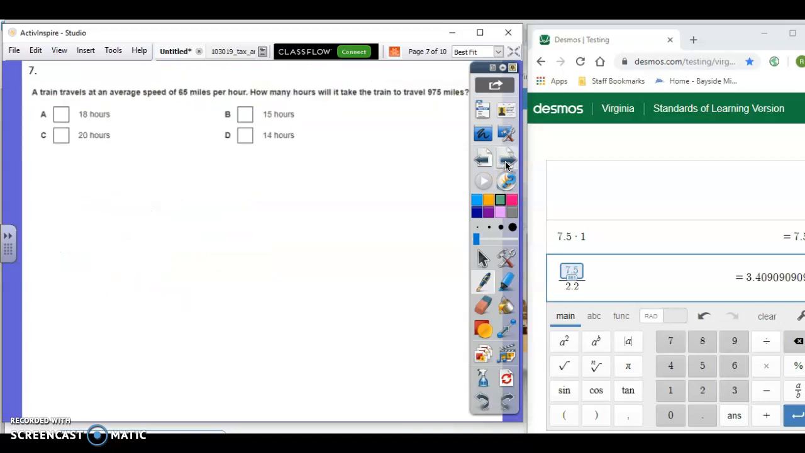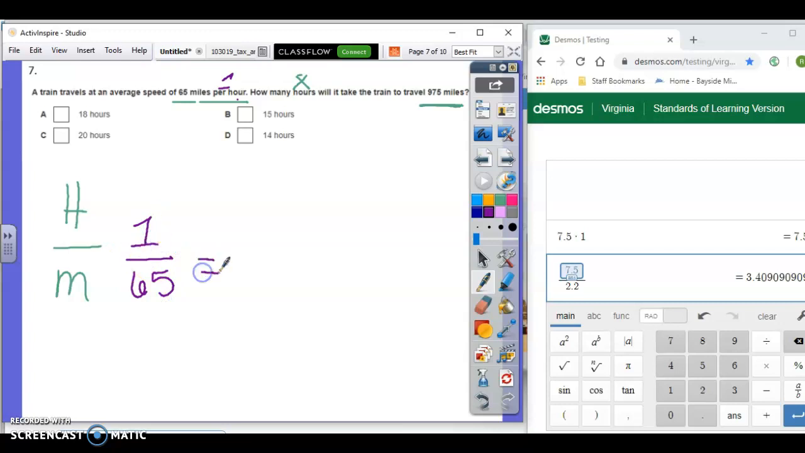All right, number 7. A train travels at an average speed of 65 miles per hour. How many hours, that's my X, will it take the train to travel 975 miles? So I have hours and miles. So what I'm going to put in here is 65 miles per hour. That means 1 hour. So 65 miles in 1 hour. And over here, I know that the mileage is 975, and I'm trying to figure out how long that would take. So once it's set up, multiply across, divide by the number that's left over.